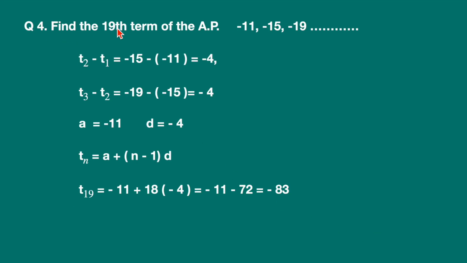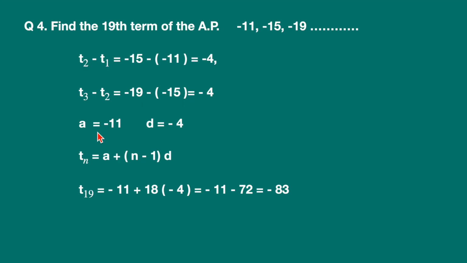Question 4. Find the 19th term of the AP, minus 11, minus 15, minus 19, dot, dot. So first, we know the first term A, that is minus 11. Let us find the common difference, D. So T2 minus T1, minus 15, minus of minus 11. So here this is minus 15 plus 11, that is minus 4. T3 minus T2, minus 19, minus of minus 15. So open the bracket, this becomes plus 15. Minus 19 plus 15 is minus 4.